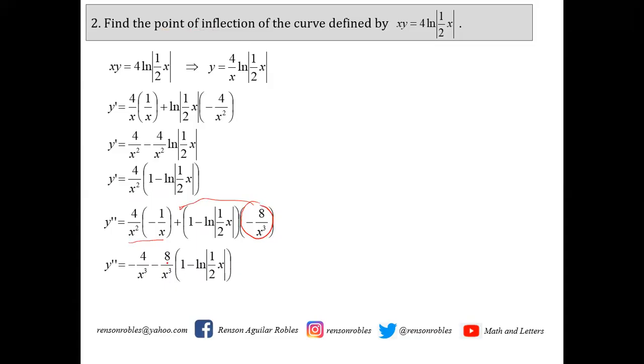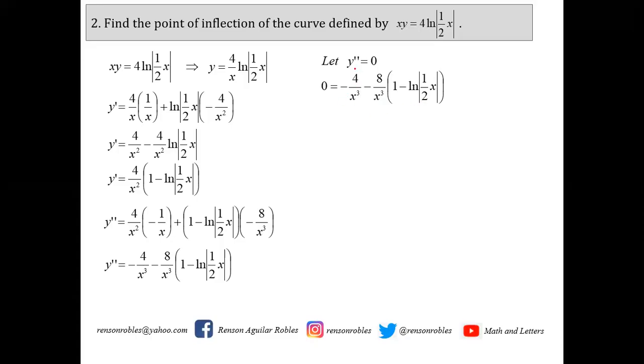So you shall have negative 8 over x cubed times the quantity 1 minus ln 1 half x. And then the next thing to do is to let the second derivative y double prime equal 0, because the point of inflection is obtained whenever we let the second derivative equal 0, and then we solve for x. So you have 0 equals negative 4 over x cubed minus 8 over x cubed times the quantity 1 minus ln 1 half x.